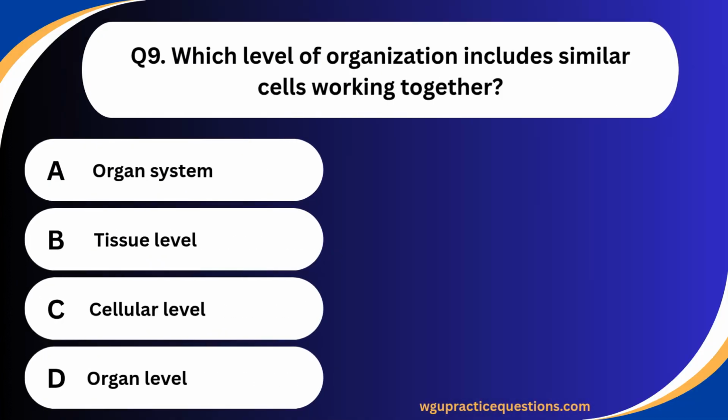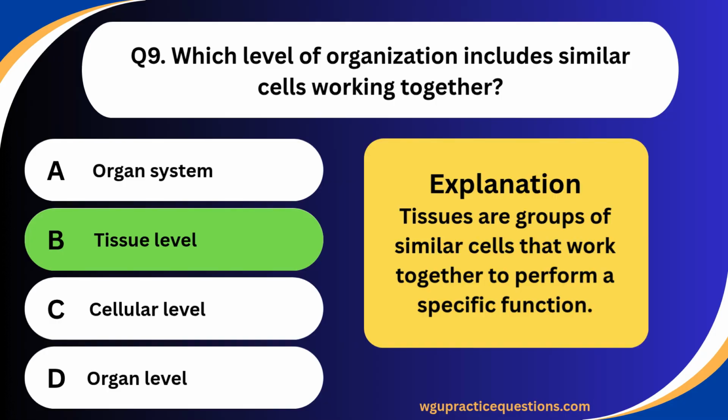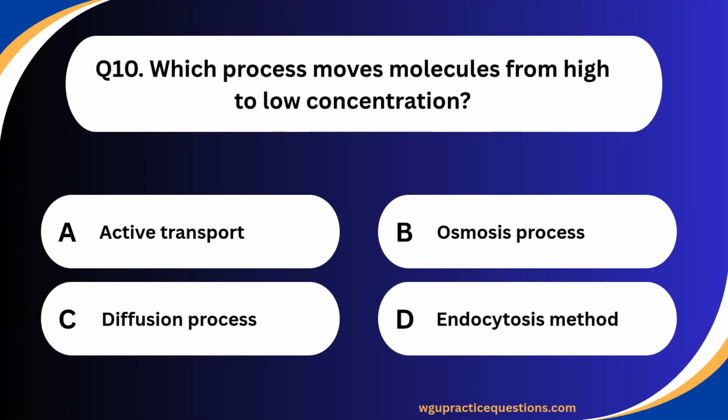The correct answer is B, tissue level. Explanation. Tissues are groups of similar cells that work together to perform a specific function. Question 10. Which process moves molecules from high to low concentration? A. Active transport. B. Osmosis process. C. Diffusion process. D. Endocytosis method.